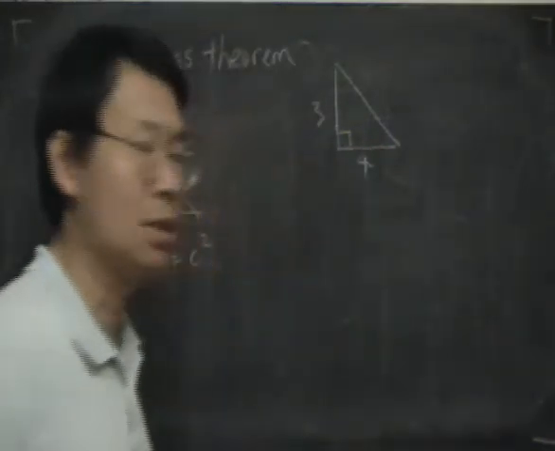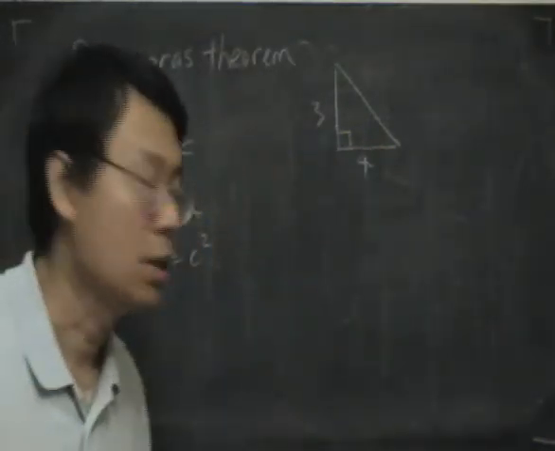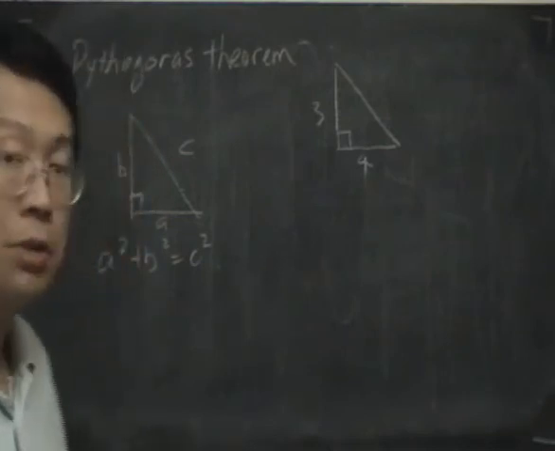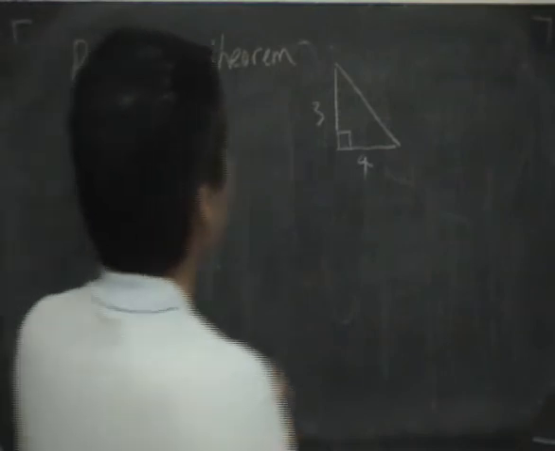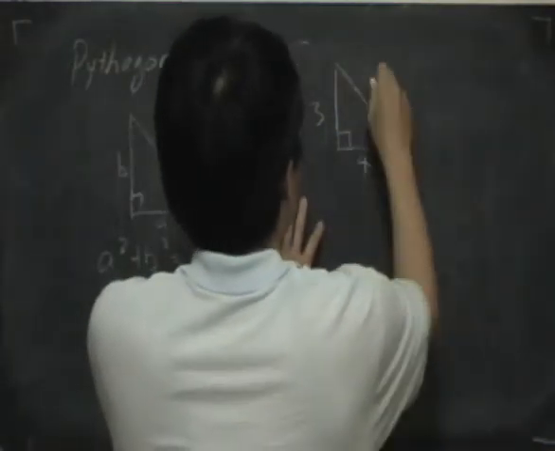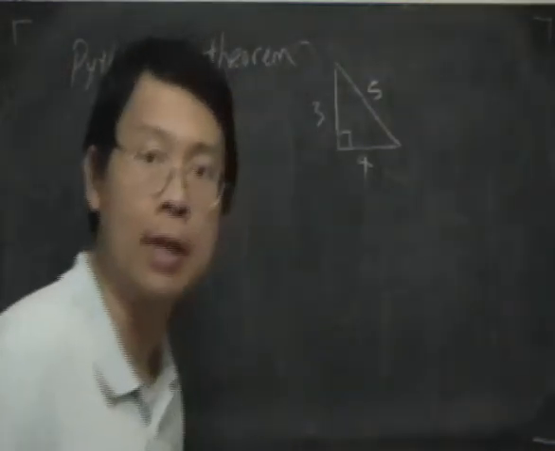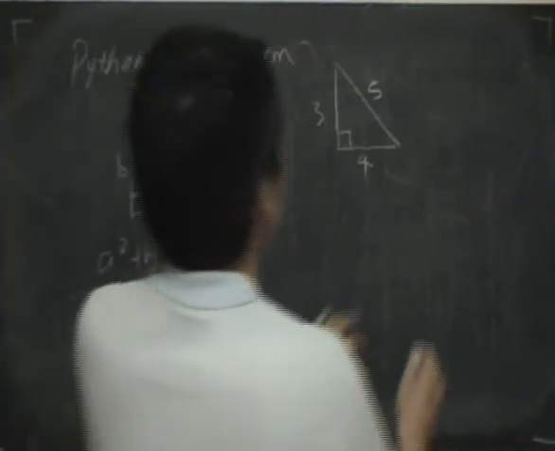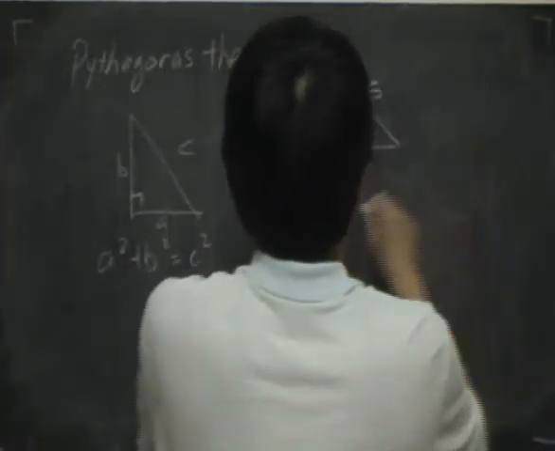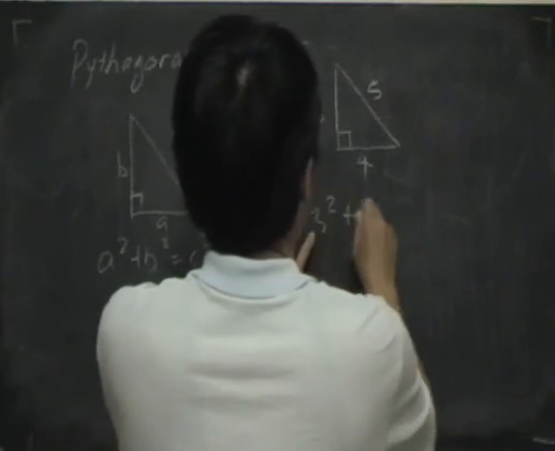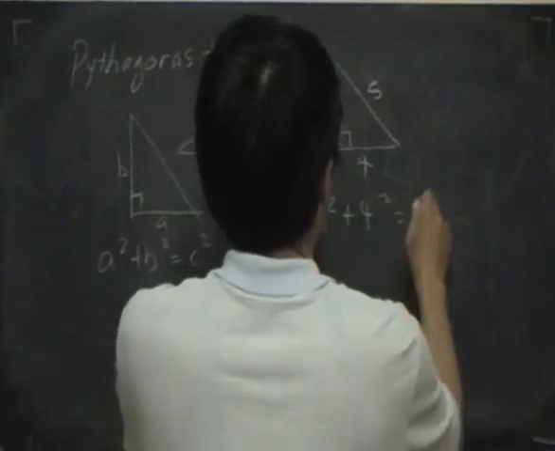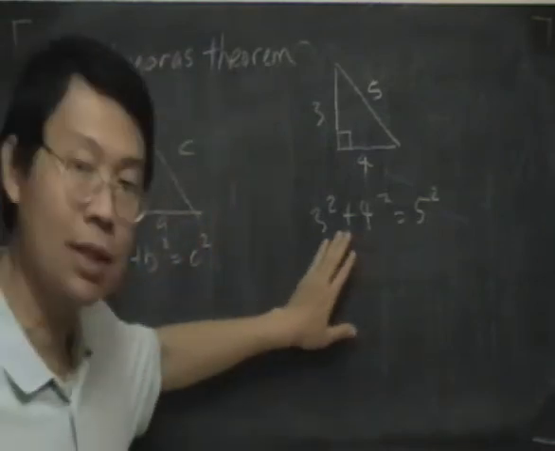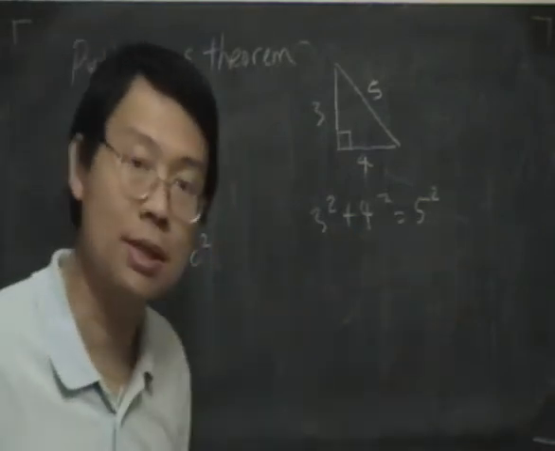Now in the last session, I used this example and found that the answer for the longest side is 5. Right? That means that if I put the numbers in the equation, I have 3 squared plus 4 squared is equal to 5 squared. Right? If you calculate the left side, it will be equal to the right side.